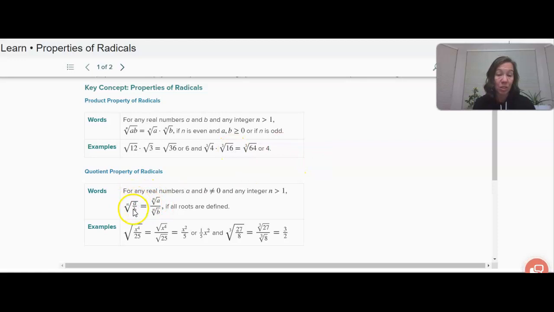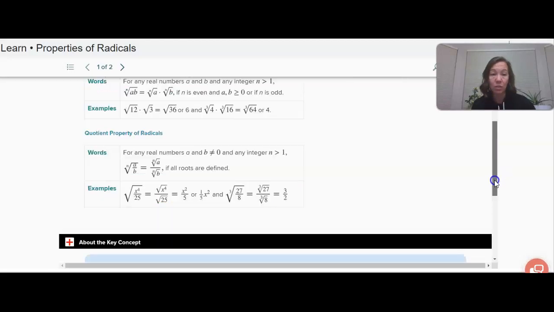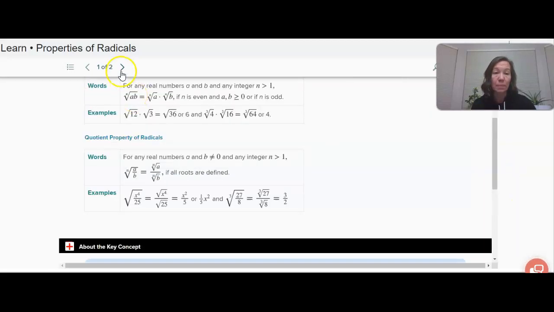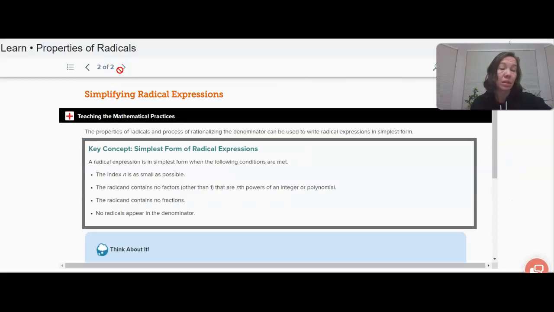Same thing with division. If I have a fraction inside a radical, I can rewrite that as the nth root of a over the nth root of b. So like here, we can separate these two, and then it's a lot easier to take the square root of each of these individually, or the cube root of each of these individually. Okay, so those are some of the concepts.